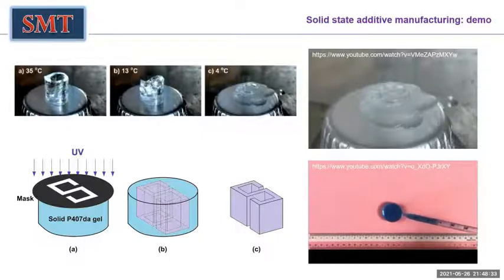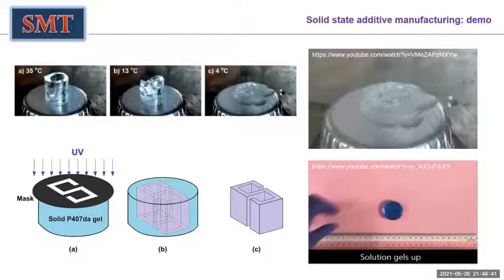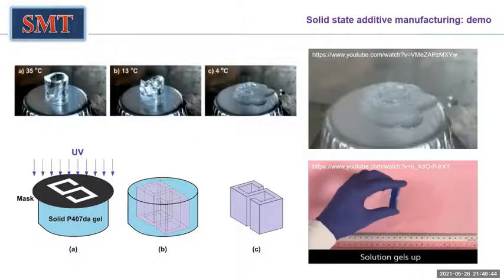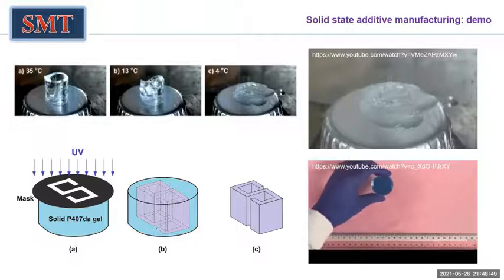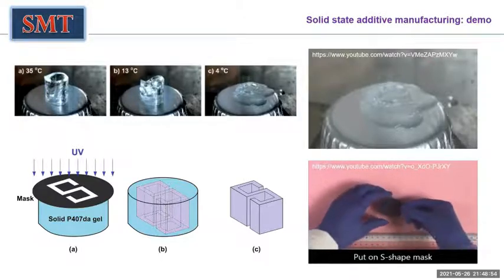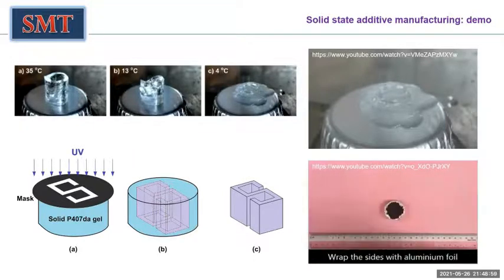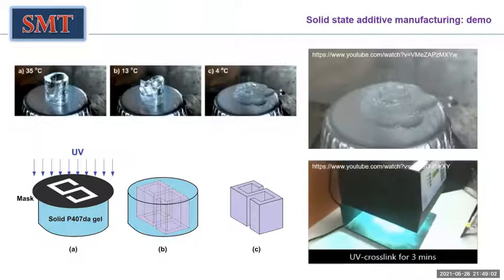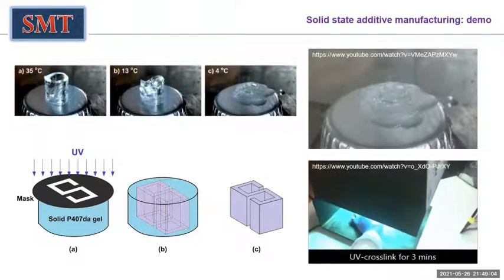Now it's liquid because it has been pre-cooled. And after a while, at room temperature, it becomes solid. So it's solid for cross-linking. The next step, we place a mask on the surface. It's an S-shaped mask. And we place it underneath UV light for cross-linking.